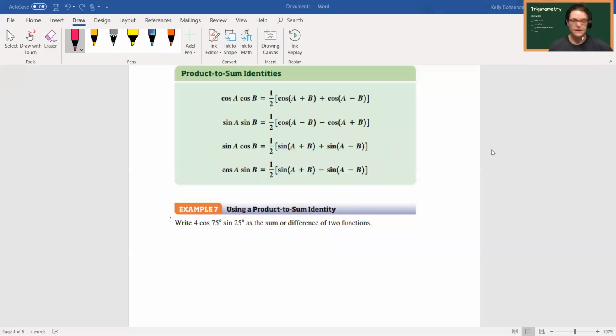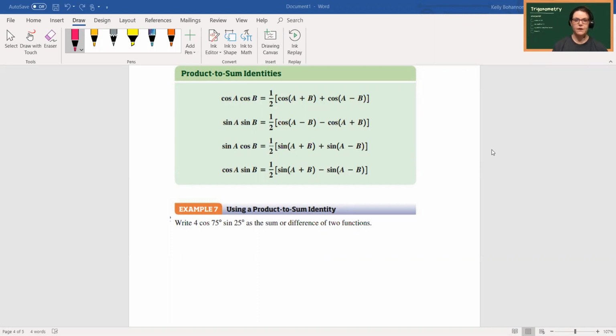Okay, this is example 7, and I'm going to do example 7 and 8 on the same video. There is no example 6 because it's just a calculator problem. You just plug it into the calculator, and you may have some problems like that on your assignment, but you won't have any problems like that on your test.